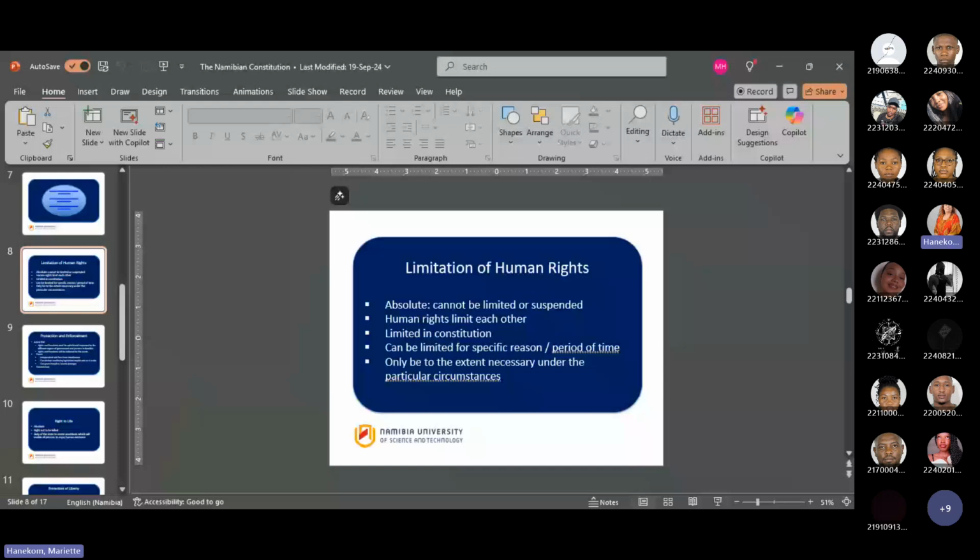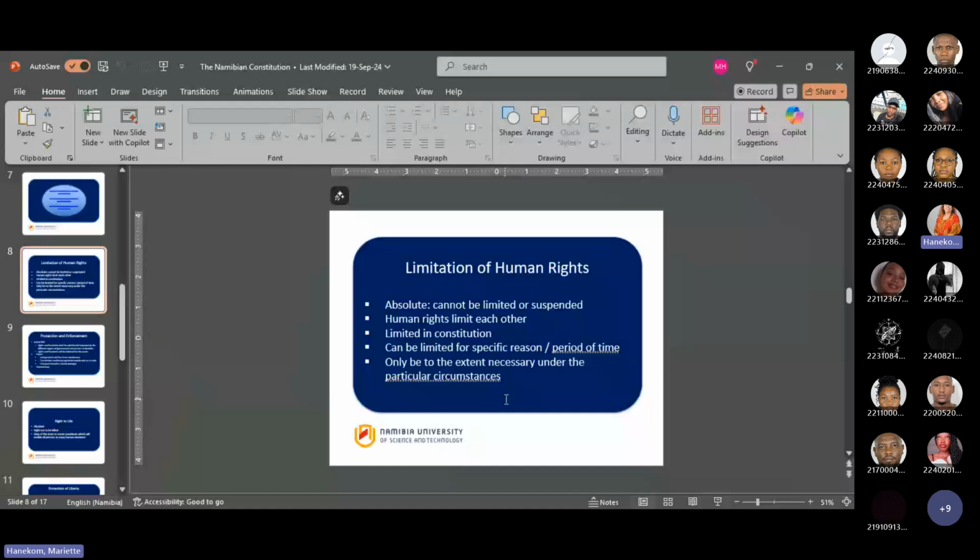No, it doesn't work that way. Yes, I have the right to free speech, but Matengo has his right to dignity. And my right to free speech is not more important than his right to dignity. There must always be a balance. So human rights are not necessarily absolute or all encompassing.